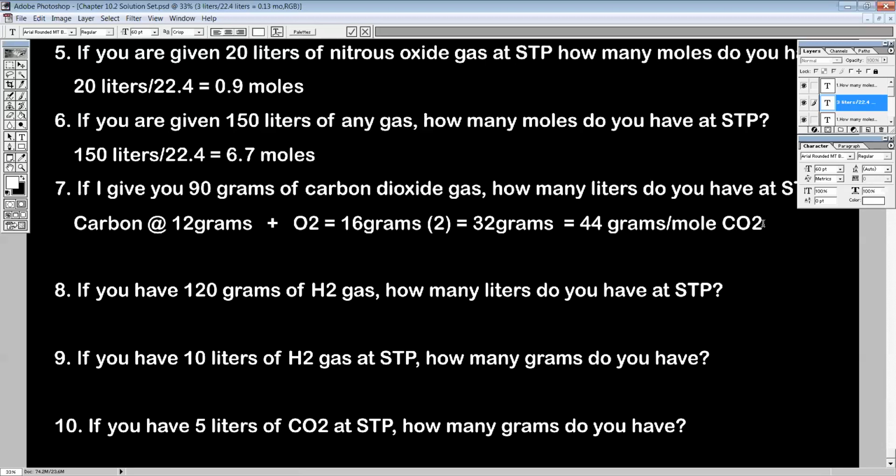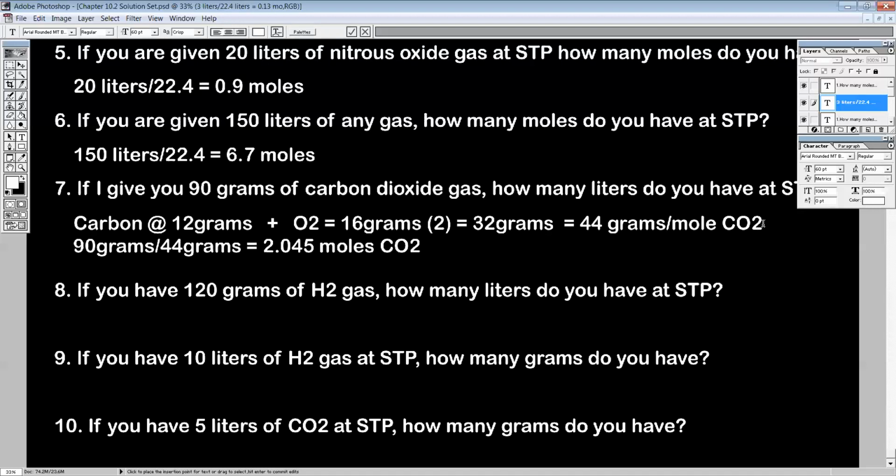All right, so we figured out that 1 mole of carbon dioxide is 44 grams per mole. I'm giving you 90 grams, and need to divide that by 44 grams per mole. And again, I'm going to leave that mole off so it just is not confusing. That's going to be equal to, so how many moles do I have? 2.045 moles of CO2. So that's how many moles I have.